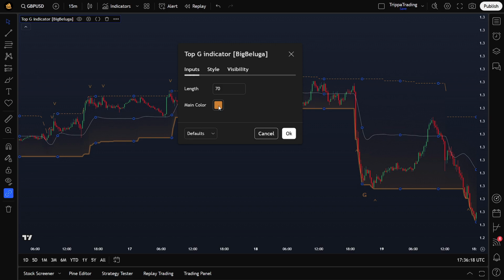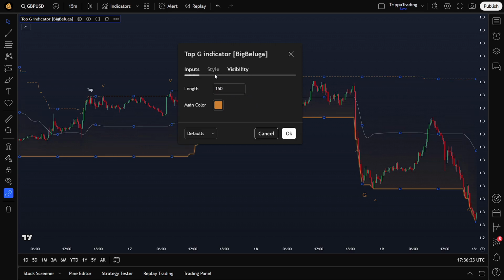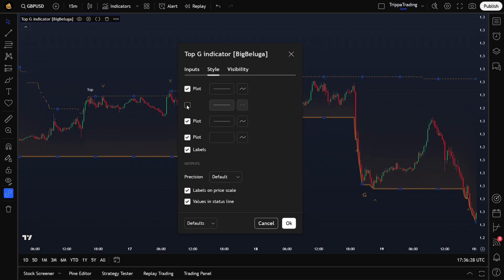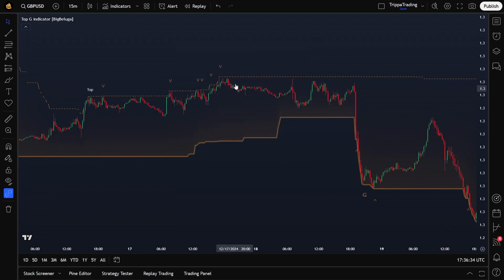That is totally up to you. I'll keep the length at 150, but disable the midline for a cleaner look. Once that's done, click OK.